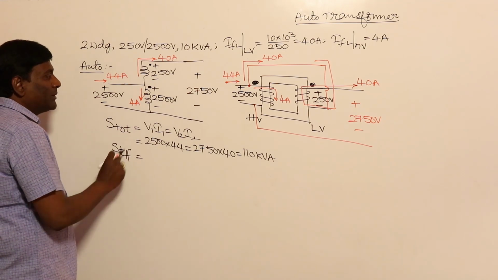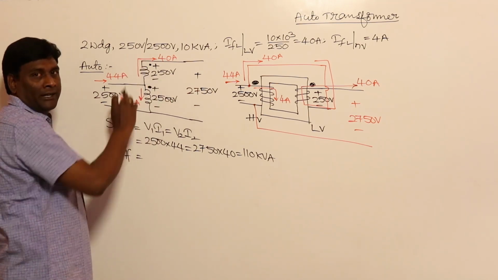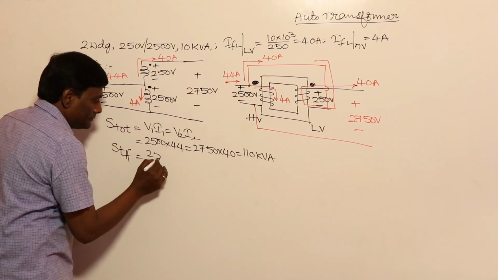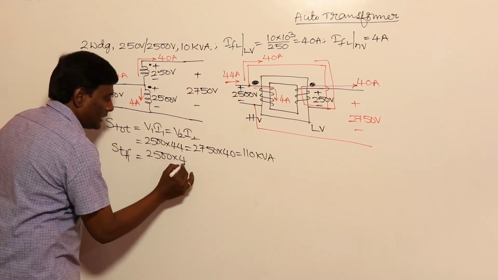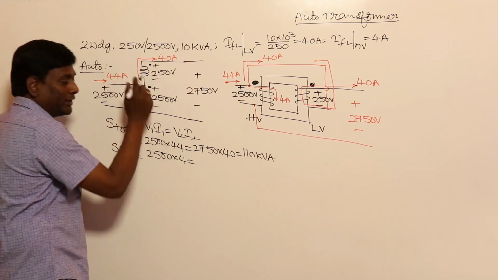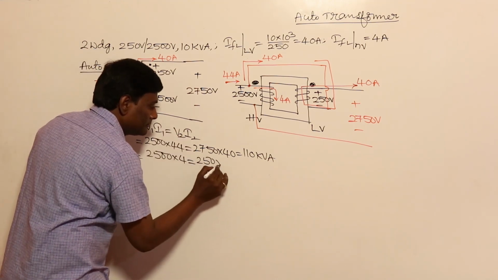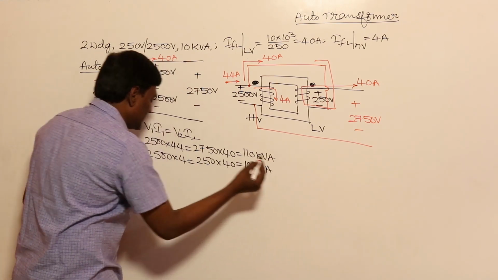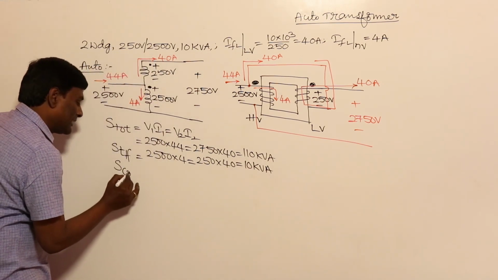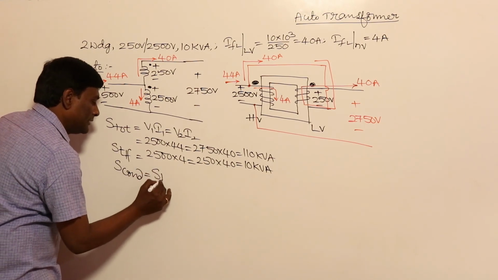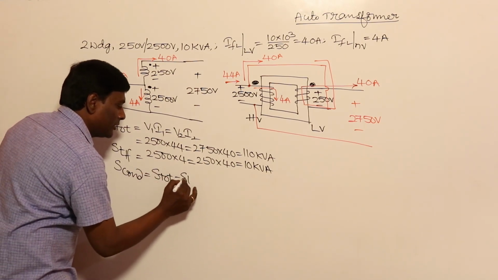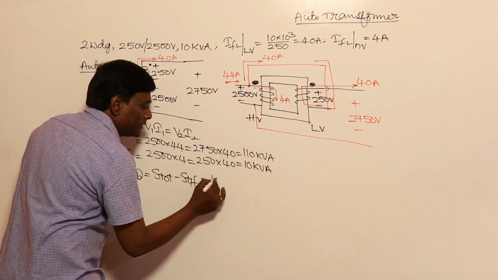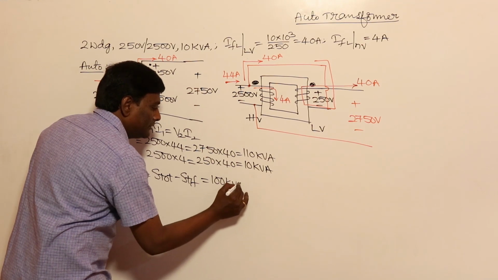So S of transformer action, in the sense combined or separate. What is combined? 2500 into 4, or we can say 250 into 40, is going to be 10 kVA. Okay, S of conducted power is nothing but S total minus S of transformer action. So it is going to be 110 minus 10, which is 100 kVA.